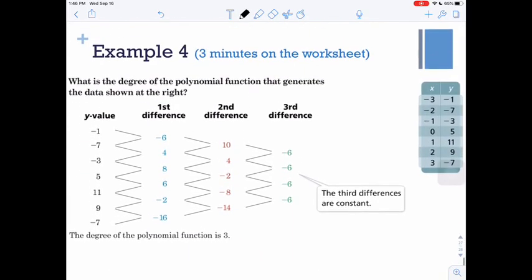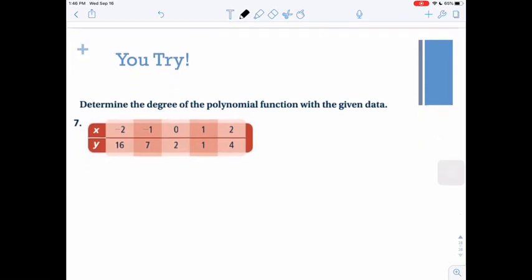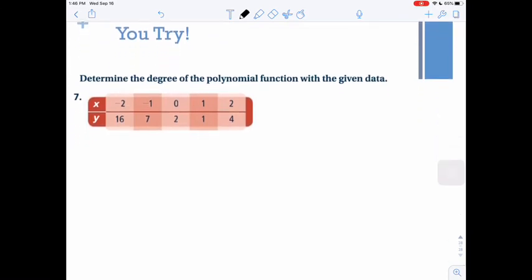And the final answer. So now I would like you to determine the degree of the polynomial function with the given data. Notice if you check the x values, they are all increasing by 1 again, so you can focus on just the y's.